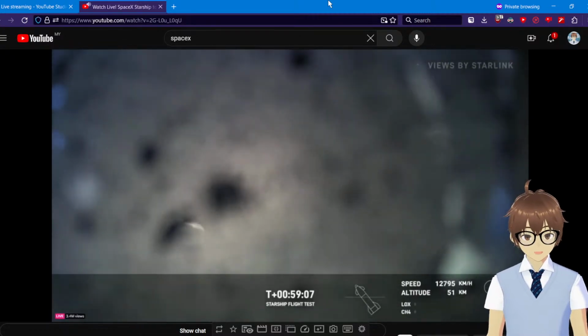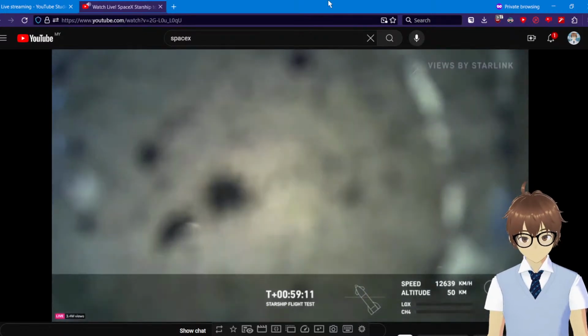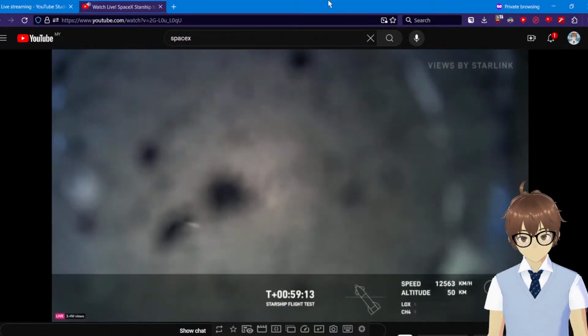It's still working. We are getting a lot of debris covering the camera on your screen, but we can still see some of those sparks and flames from that high heat as the ship is making its way back down to Earth. Ship now at 50 kilometers and closing.